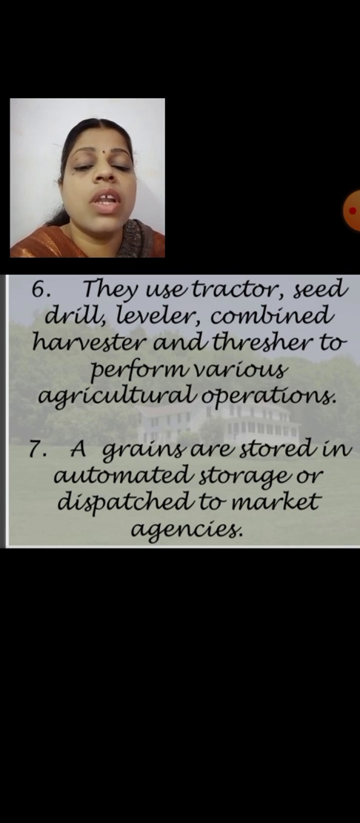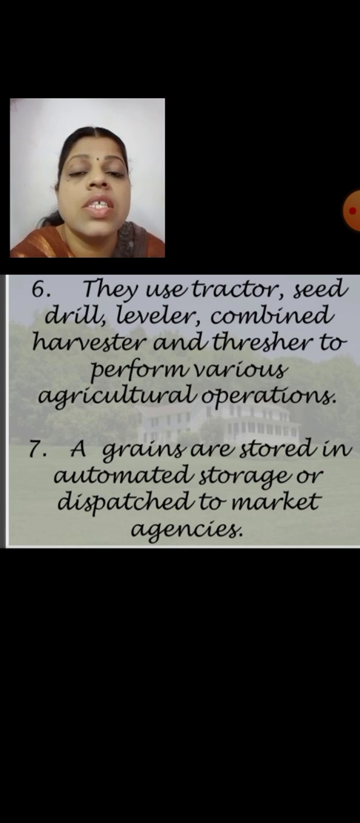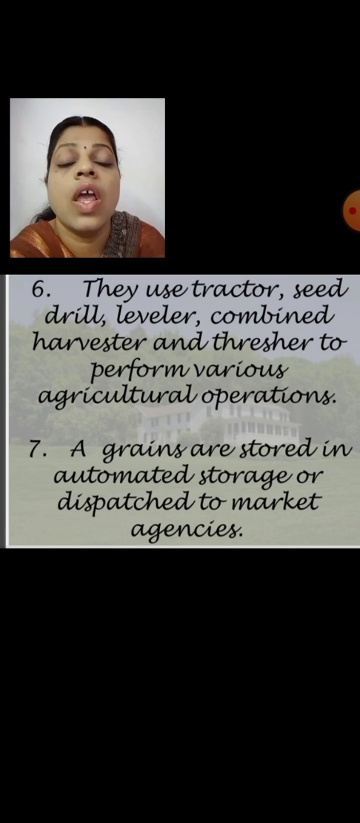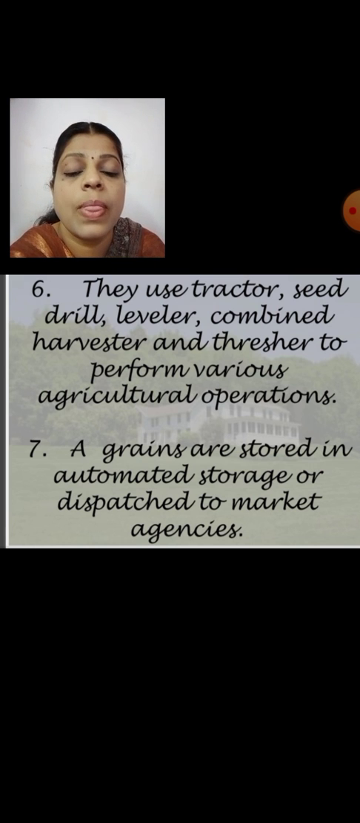And the last one is that the grains are stored in automated storage or dispatched to market agencies. So all these grains are stored in the automated storage, or they are dispatched to the market agencies where proper storage facilities are arranged. So children, these are the various features of the agricultural system of America.